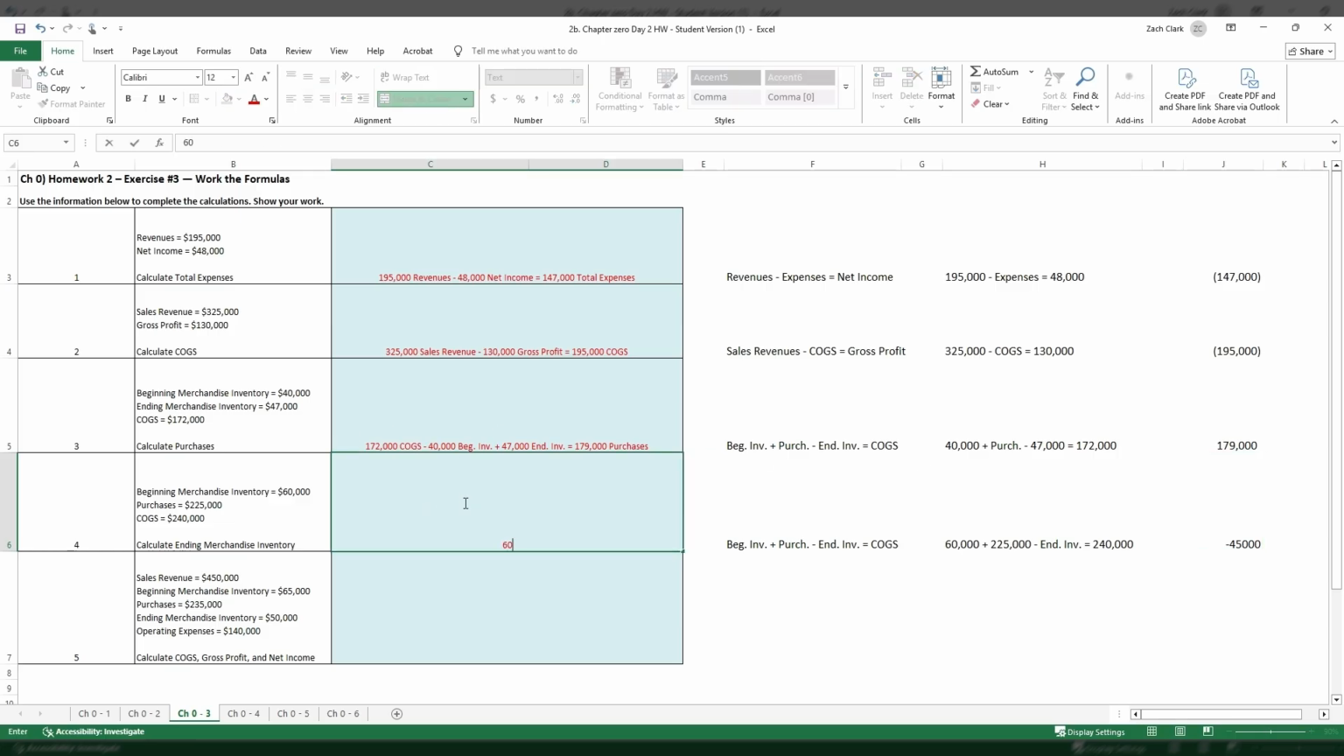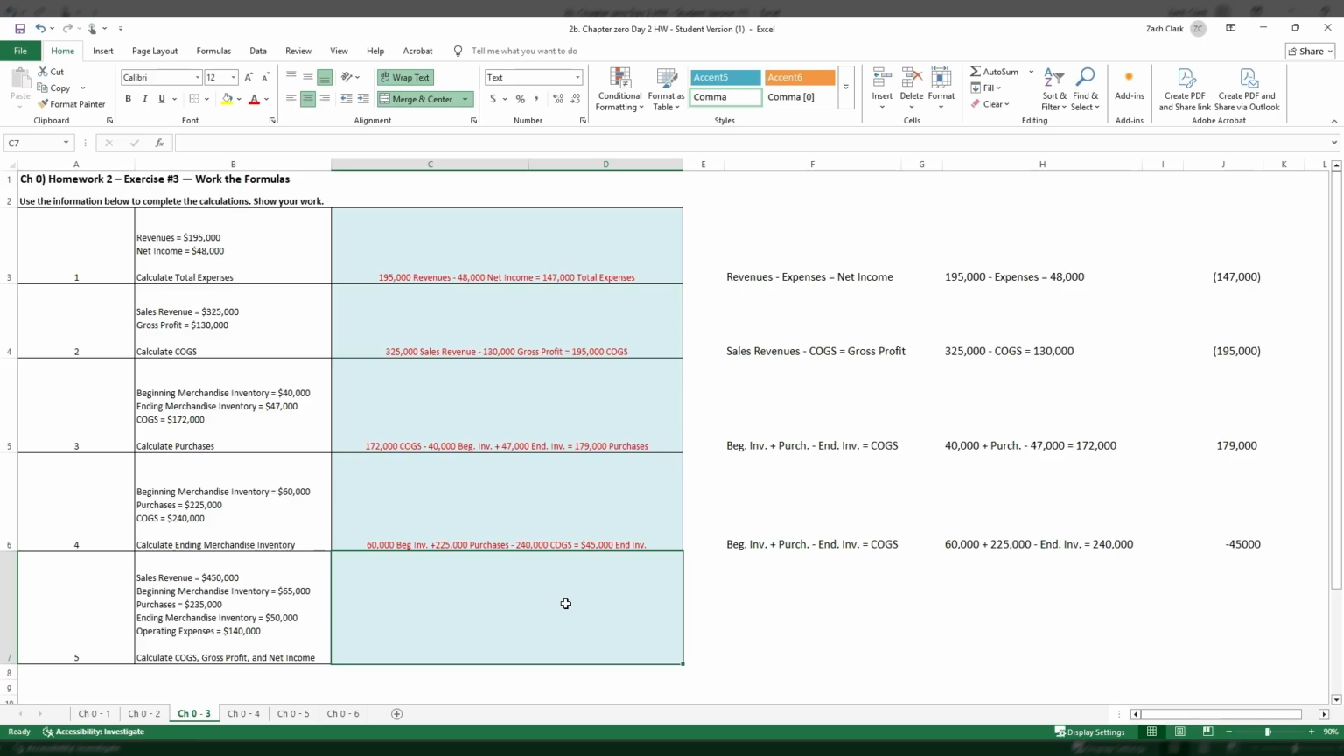Okay, let's write this out. 60,000 beginning inventory plus 225,000 purchases minus 240,000 COGS equals 45,000. And that's our inventory. Cool.